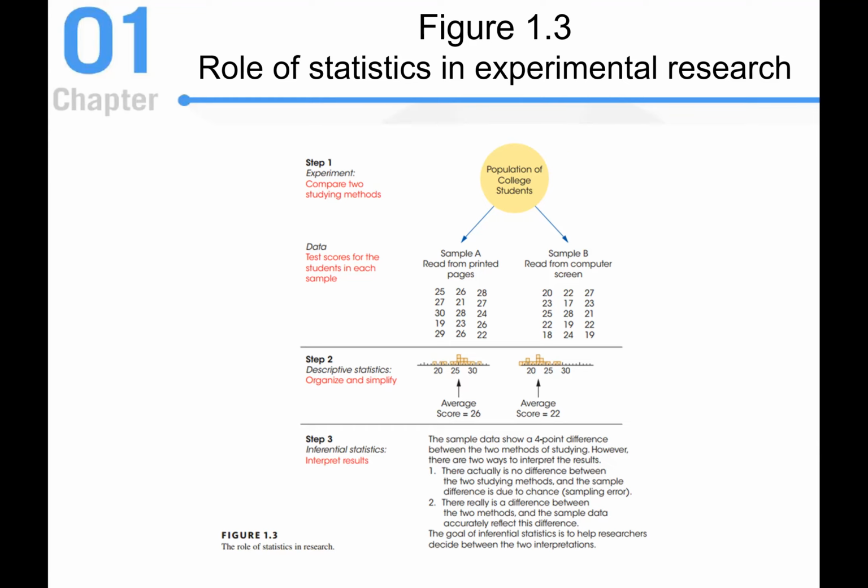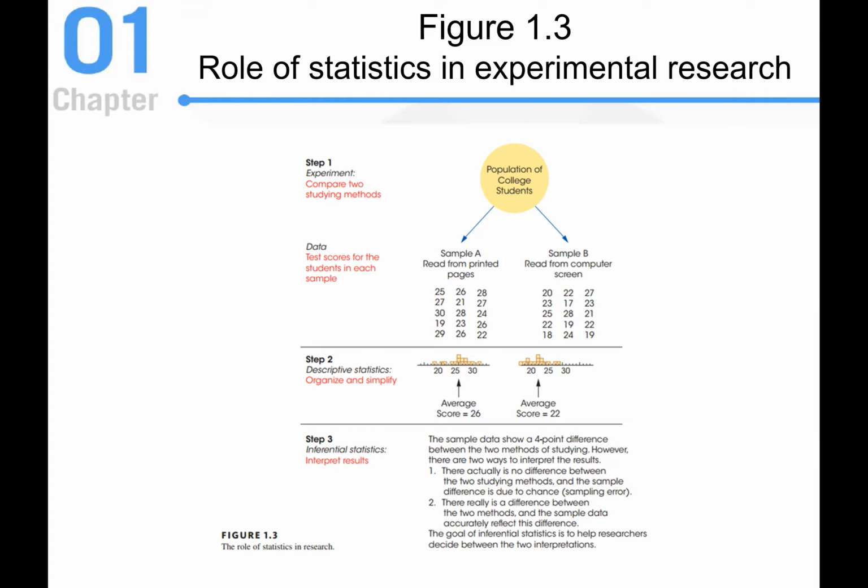However, there are 2 ways to interpret the results, right? The first way to interpret it is that, hey, there actually is no difference between the 2 study methods, and the sample difference is due entirely to chance, basically sampling error, right? There's no difference between the 2 study methods. This is just sampling error, the natural discrepancy between samples and the natural discrepancy between the sample and the population.